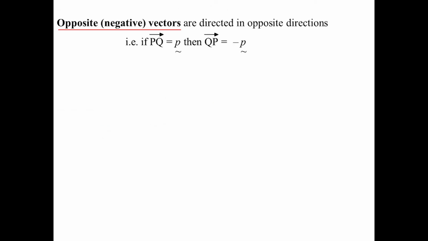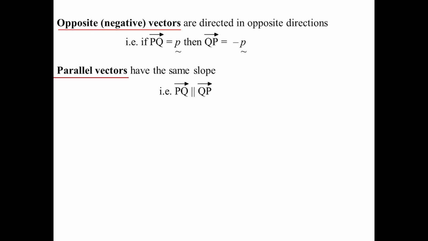Opposite vectors, or negative vectors sometimes called, they're basically the same length, but the arrow's going in the other direction. So if PQ was equal to the vector P, then if I did write it the other way around, QP would be negative P. It's going in the other direction. So instead of going from P to Q, it's going from Q to P. So it becomes the negative of P.